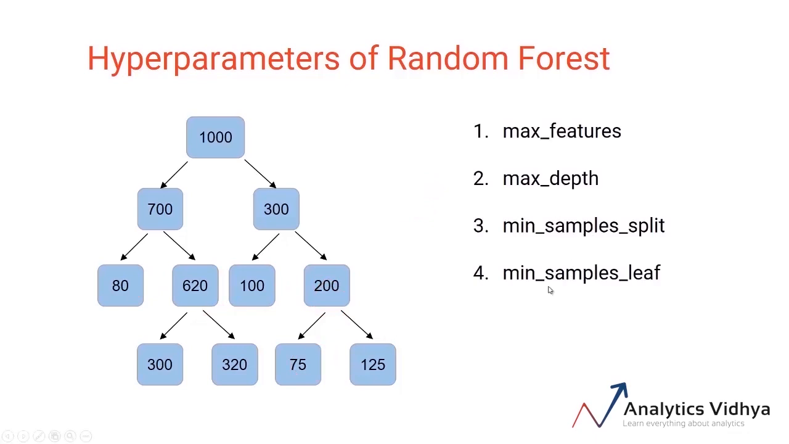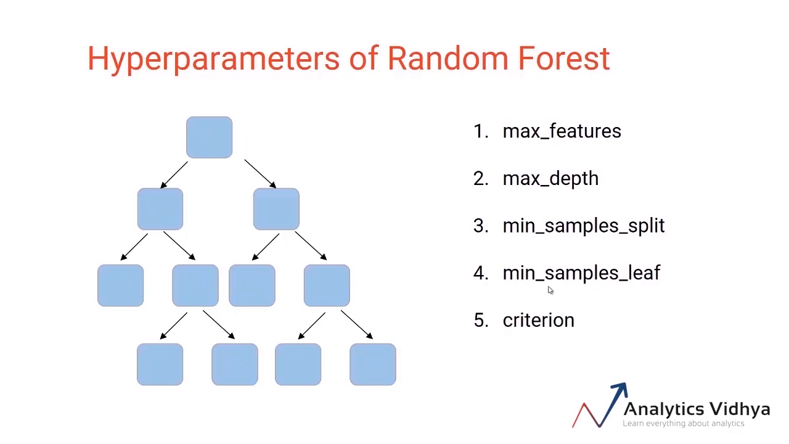Another important hyperparameter is criterion. Remember, while studying decision trees, we learned how Gini impurity is used as a criterion to split. Similarly, we can have some other criteria like entropy. So to set which criterion to use will be done using the hyperparameter criterion.